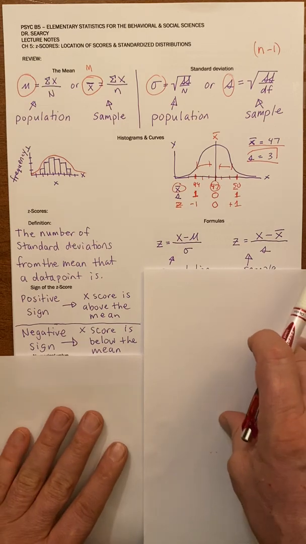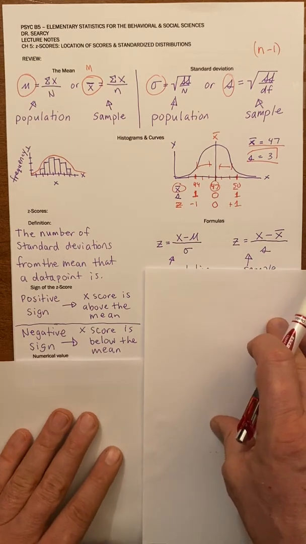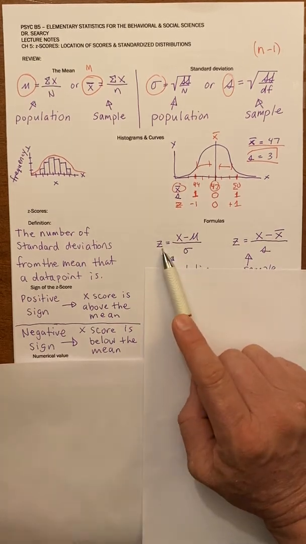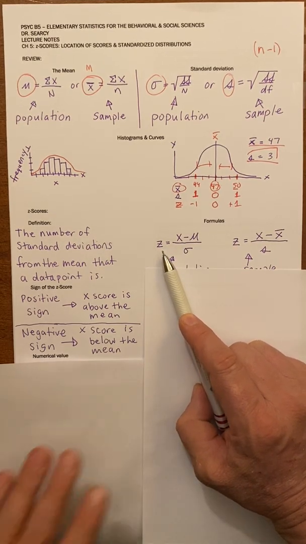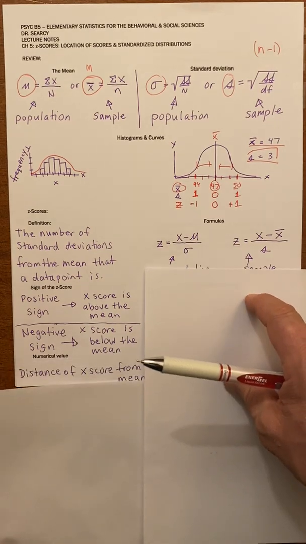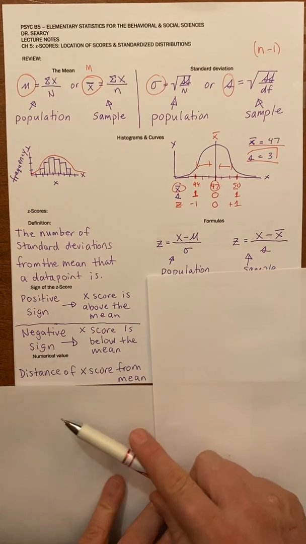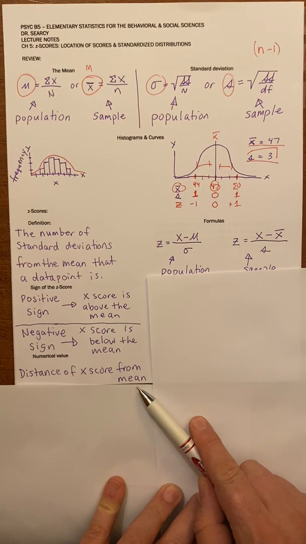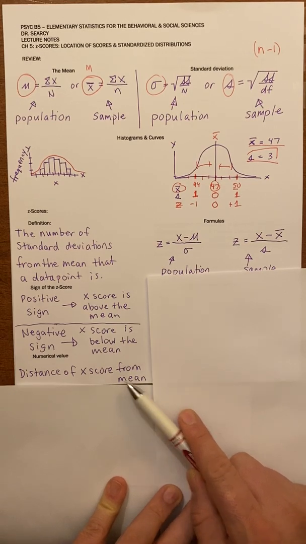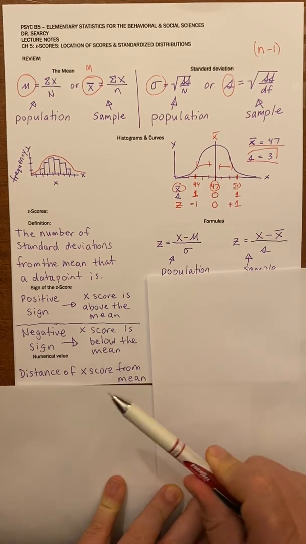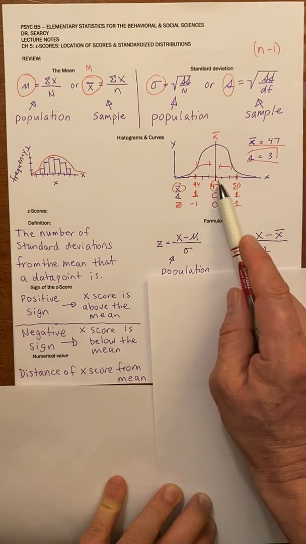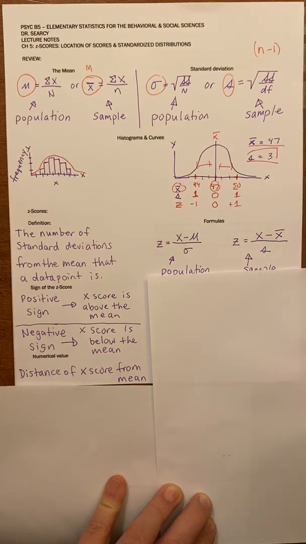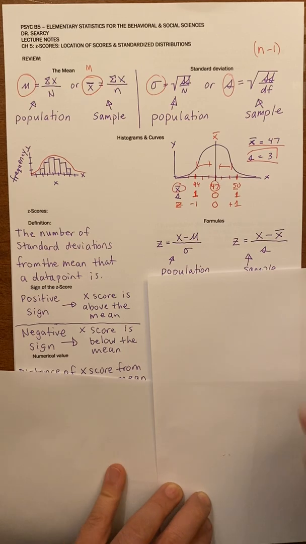Another point that we want to make is the numerical value, right? We're solving for z, therefore z is going to be some number that we obtain. What does that number mean? Basically, that number is the distance of the x-score from the mean. One thing you may want to interpret from that is the smaller the z-score, the closer it is going to be to the mean. The larger the z-score, the further away from the mean it is going to be.